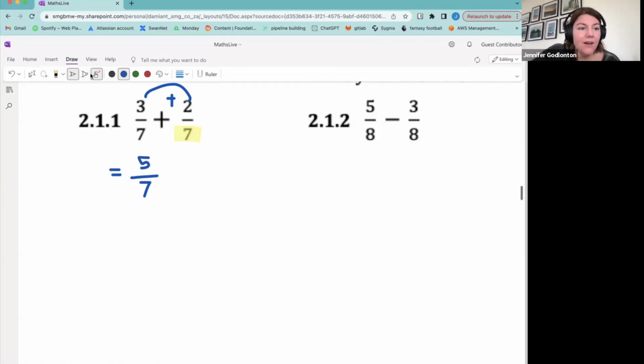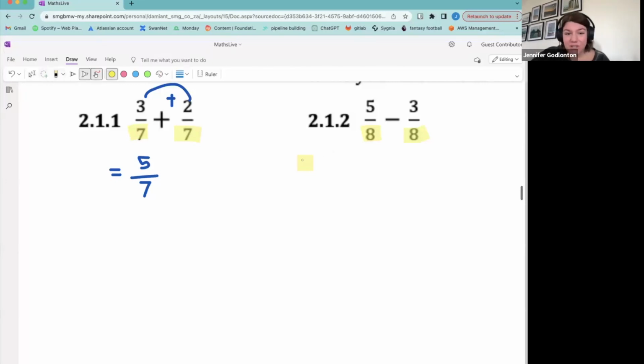Okay. All right, let's have a look at 2.1.2. So again, our denominators are the same. If you get an improper answer, generally, it's 100% fine to leave your answer as an improper fraction in high school. But like I said to Mikle earlier, or maybe it wasn't Mikle, someone asked me this earlier.